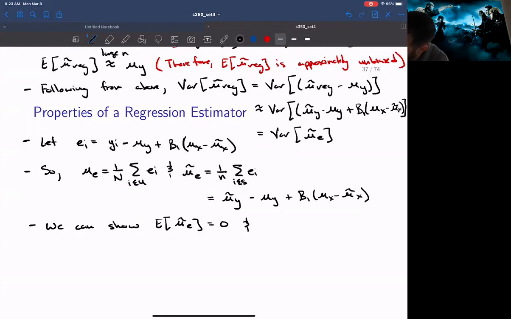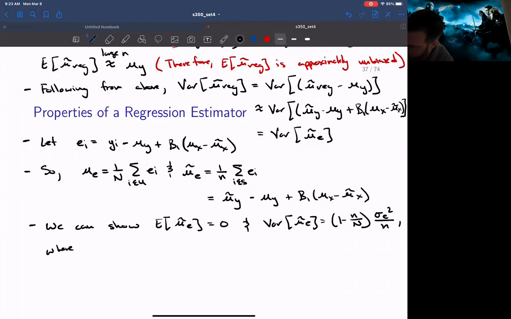As you can imagine, we can also show that the variance of mu tilde e is going to be 1 minus little n over capital N, multiplied by sigma squared of the errors over little n. So it is a very similar form to what we had in the SRS case. Okay, and then what is the sigma squared e term? Again, this is basically the variance of the residuals.